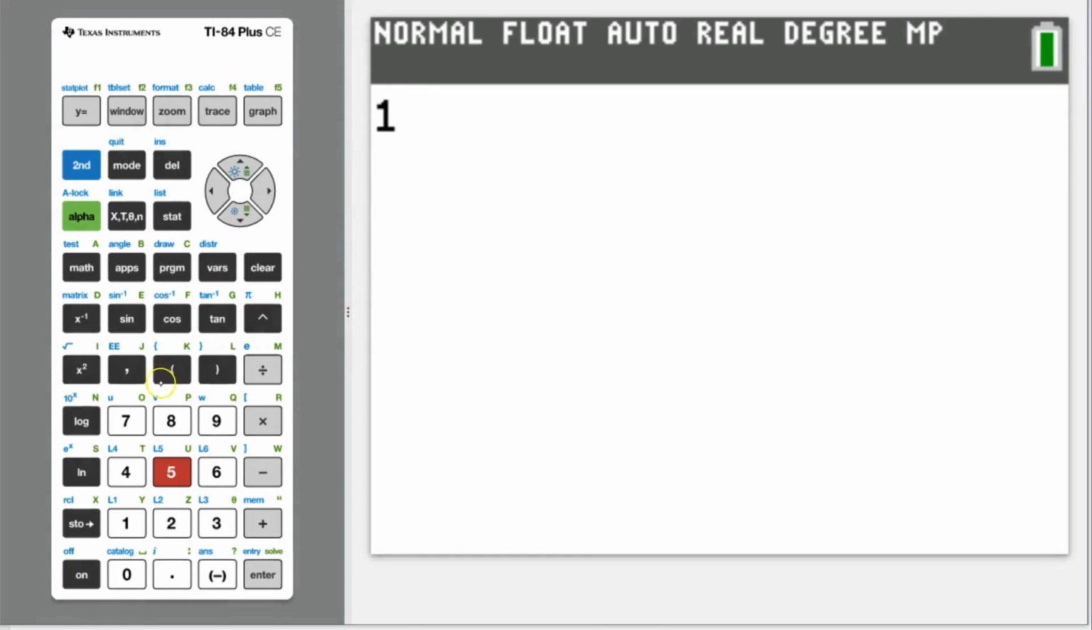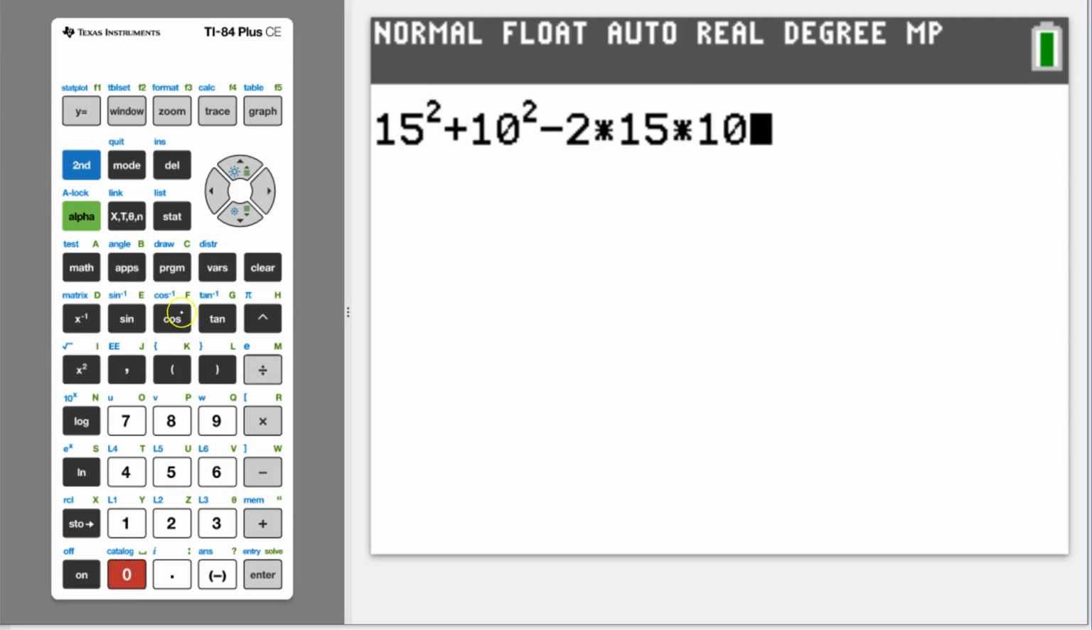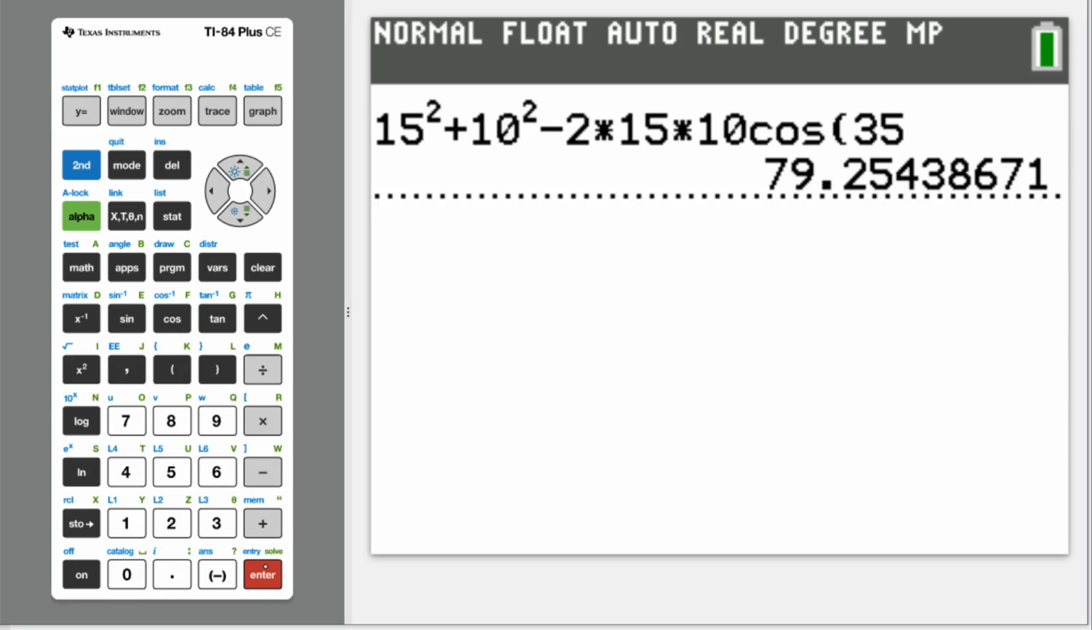So we have 15 squared. Oh, I should check my mode. Yep, I'm in degrees. Okay, 15 squared plus 10 squared minus 2 times 15 times 10 times the cosine of 35. Don't accidentally do sine. This is the law of cosines, and it involves cosine.